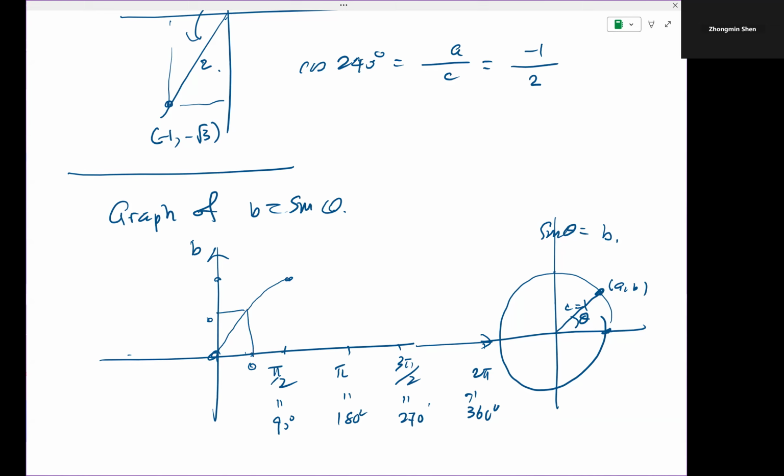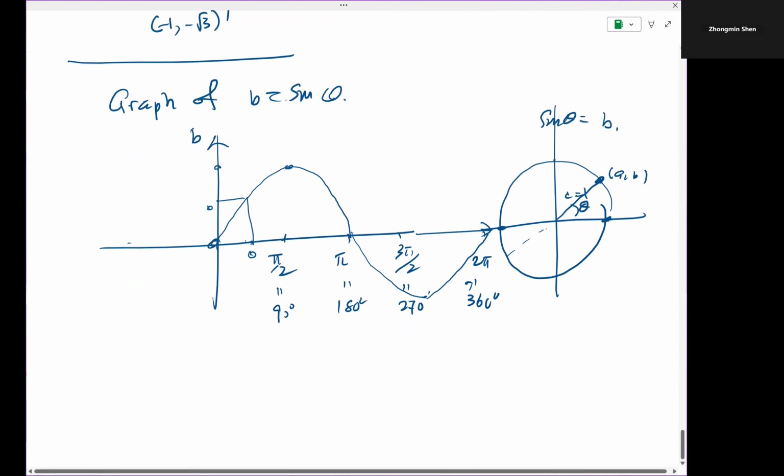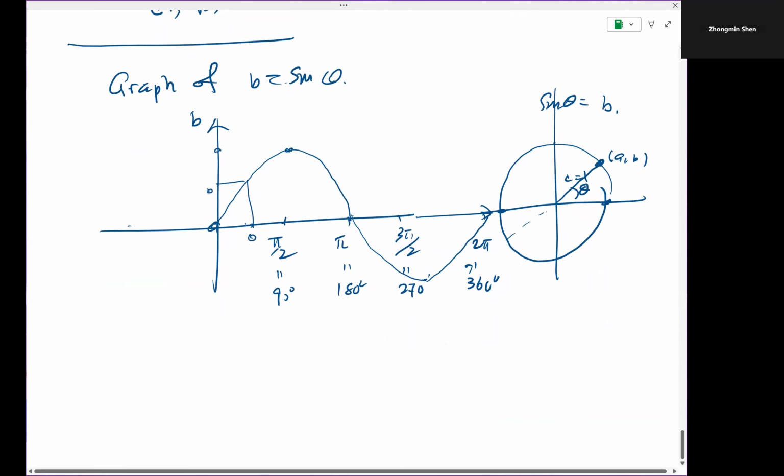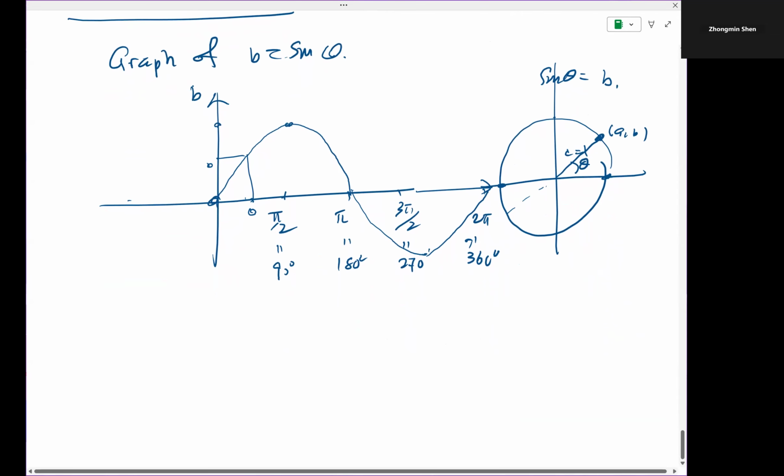When theta reaches pi, B gets to 0 again. When theta is greater than 180 degrees, it's going to be negative. And then when theta gets to 360 degrees, you get back to the start again. So you're repeating. So this will be the graph of sine theta. And traditionally, we always use y equals sine x.